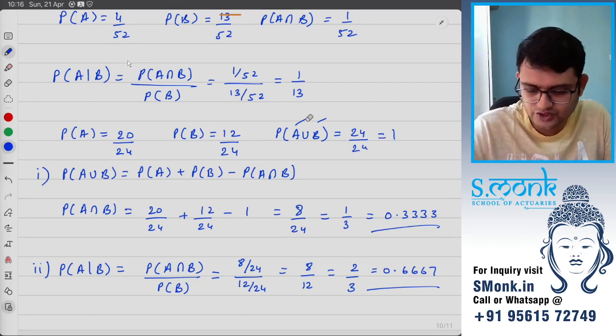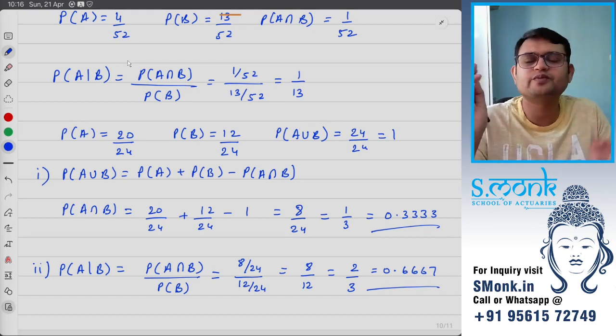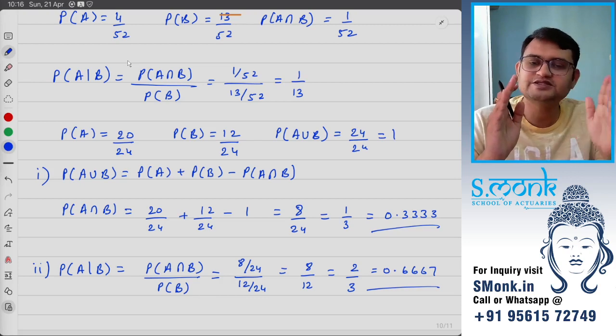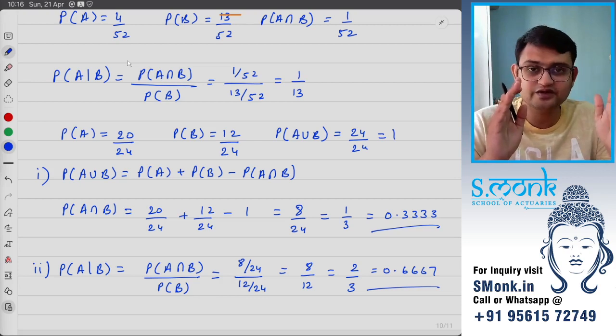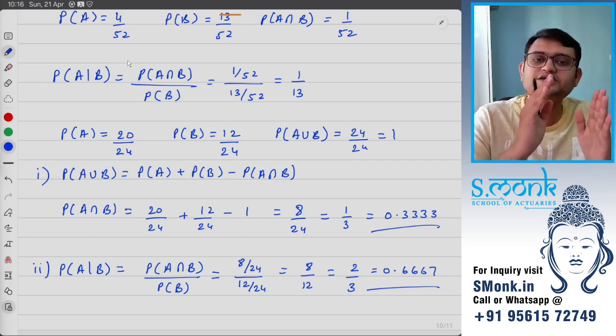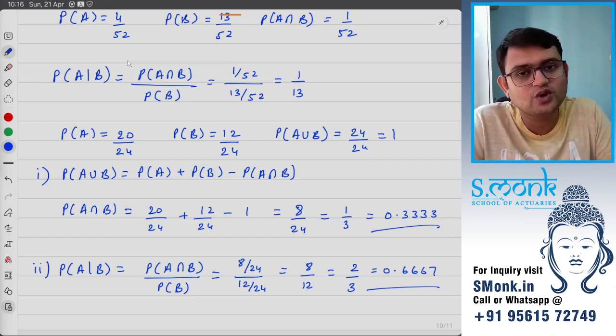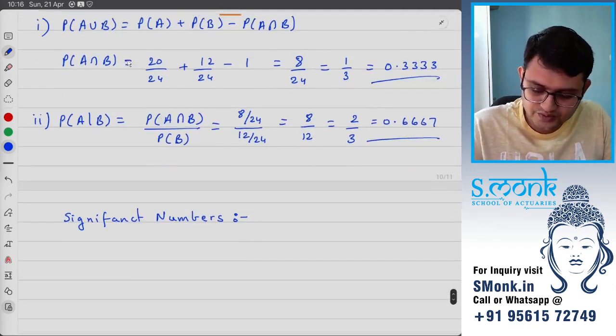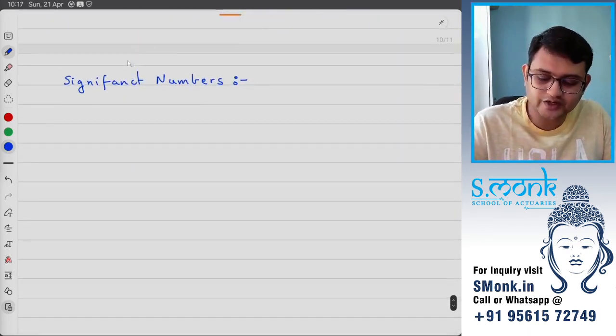Right? Okay. And remember, probability will always be between 0 and 1. It will never be less than 0. That means it can never be negative, and it will never be more than 1. So the maximum probability is going to be 1. Okay. Minimum it is going to be 0. So let's get back to significant numbers.